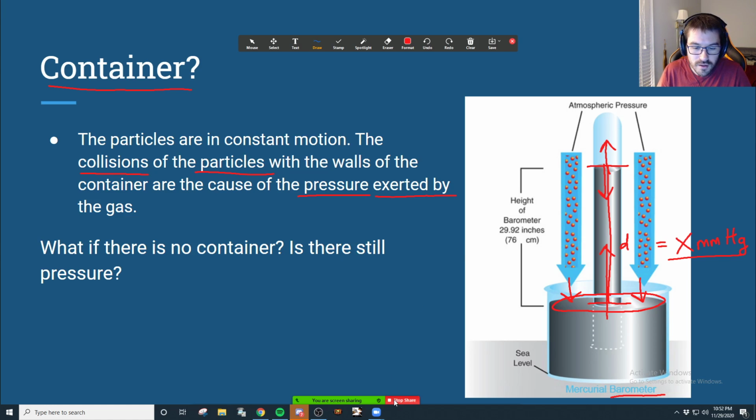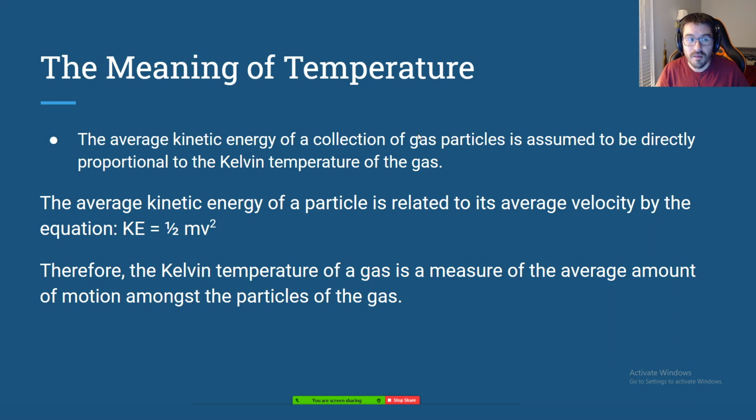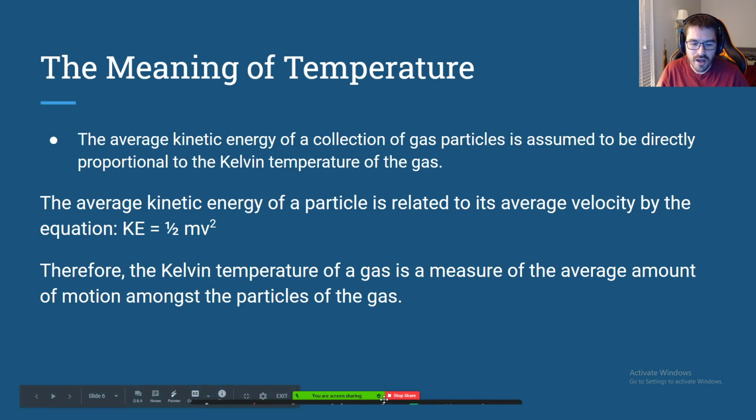Anyways, let's move forward with the remainder of the topic, which is all about temperature. The fourth bullet point in the kinetic molecular theory says that the average kinetic energy of a collection of gas particles is assumed to be directly proportional to the Kelvin temperature of the gas. So the Kelvin temperature is directly proportional to the average kinetic energy of a collection of gas particles. Let's think about any one particle.